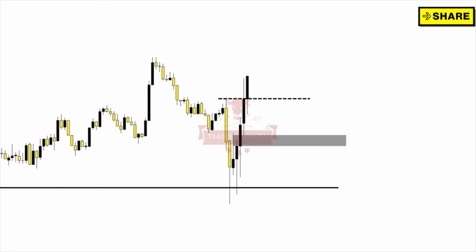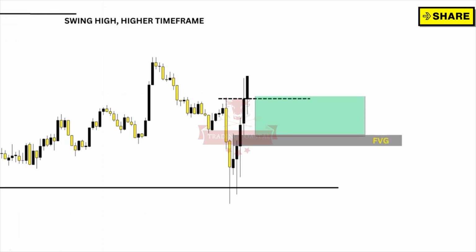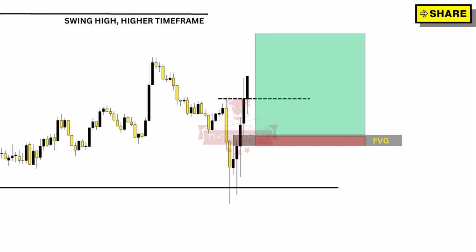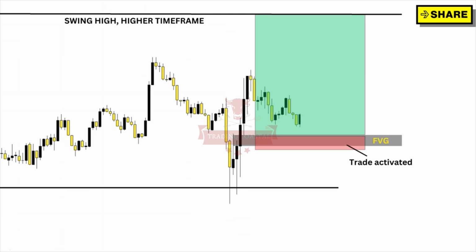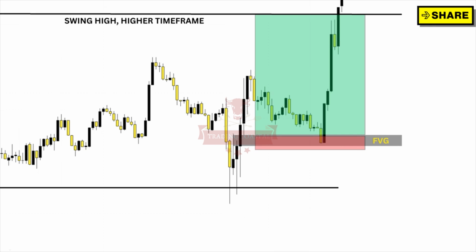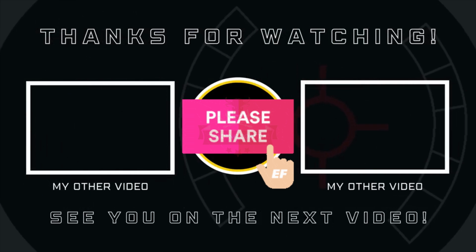As you can see, we have a fair value gap right here, so we set up our entry order at the highest zone of the fair value gap, and also we put our stop loss a couple of pips below the fair value gap. And set our take profit at the recent swing high on the 15-minute time frame. We placed our order, and as you can see, our order is activated, the price rose and finally our take profit is hit. I hope this video was helpful to you.